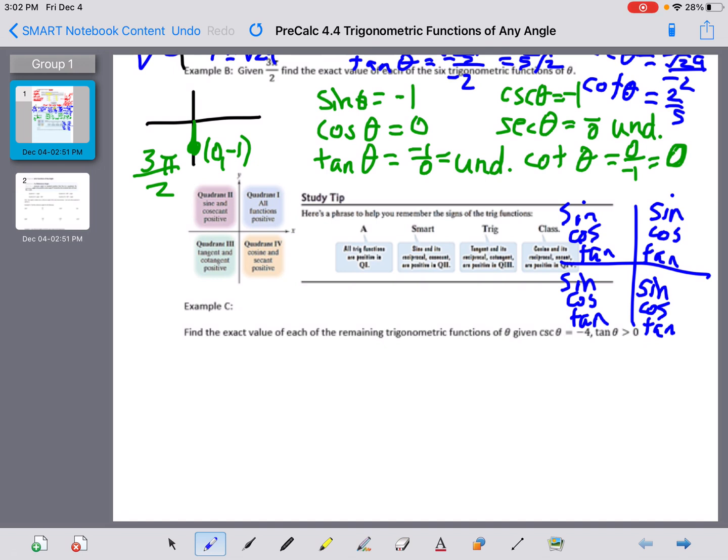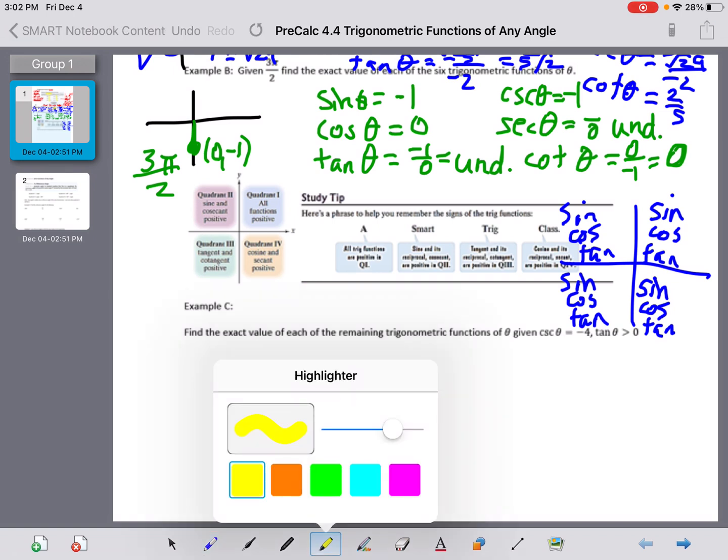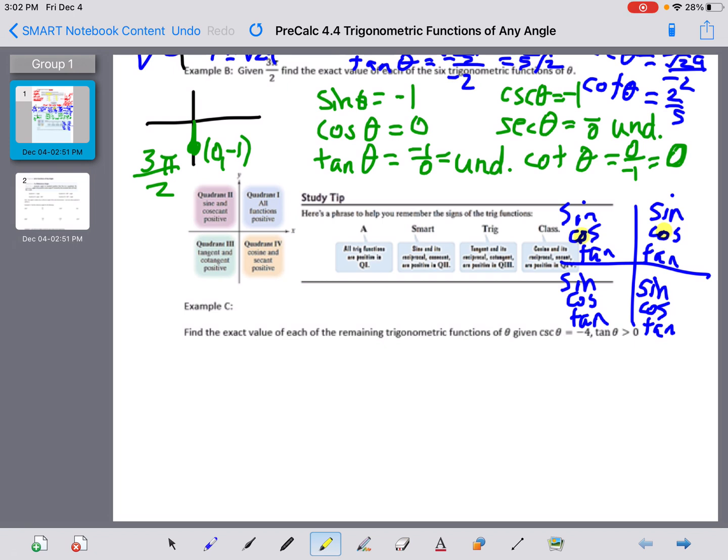Okay, here's the easiest thing. A smart trig class, because that's what you guys all are, right? A smart trig class, okay? When we do that, it goes around the circle like this, okay? A means all, so all of these are positive. Smart, that's sine. S is sine, so only the sine is positive. The other two are negative.